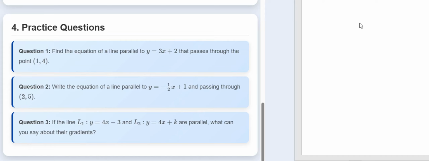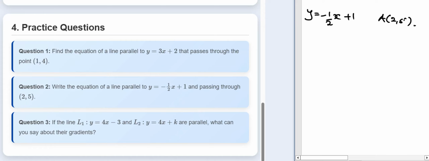Let us do another example, example 2, where we have a line which is given by y equals negative half x plus 1, and a line parallel to this line passes through the point (2, 5), which I can just call point L. We already know parallel lines have the same gradient, so the gradient of this line, m, is negative half, and also the gradient of this one, which I can call m1, is also negative half.